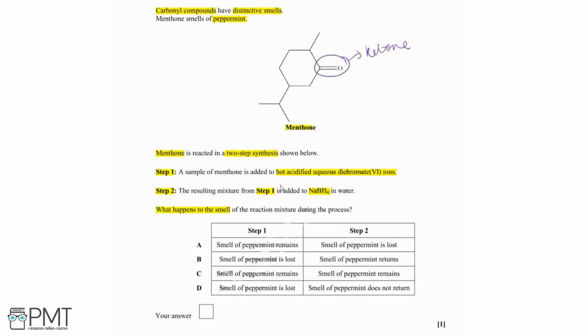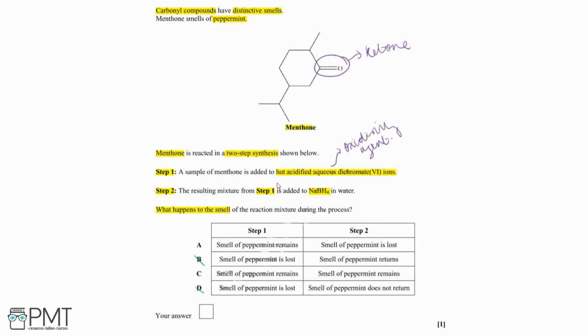So in step 1, we're told that we're adding it to hot acidified aqueous dichromate ions, and we know that this is an oxidizing agent. However, our ketone can't be oxidized under these conditions. Therefore, our smell of peppermint will remain after step 1. Hence our answer is going to have to be either A or C. So we can eliminate B and D.